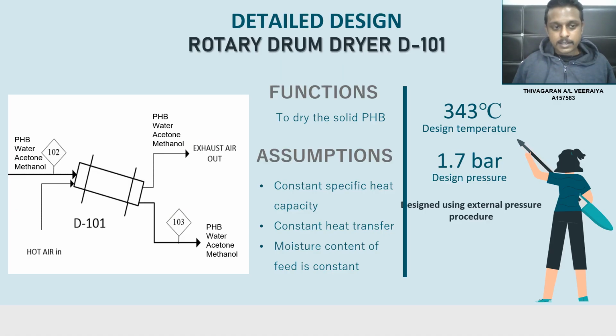For detailed design, I have designed rotary drum dryer D101. The function of the dryer is to dry the solid PHP to a moisture level less than 5%. Before designing the rotary drum dryer, I have made some assumptions, which are constant specific heat capacity, constant heat transfer throughout the drum, and moisture content of the feed is constant.